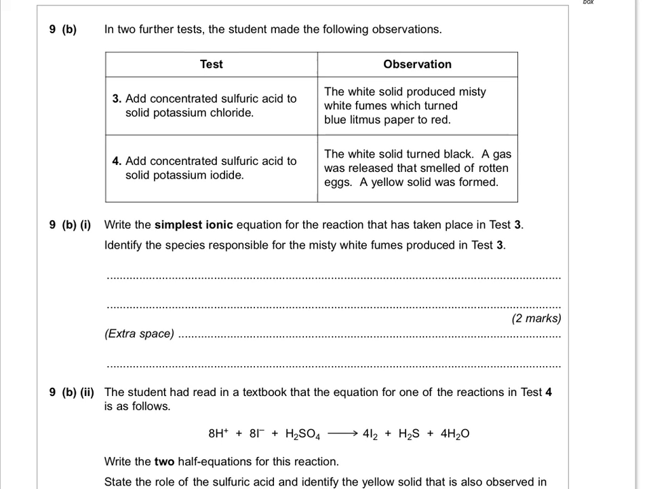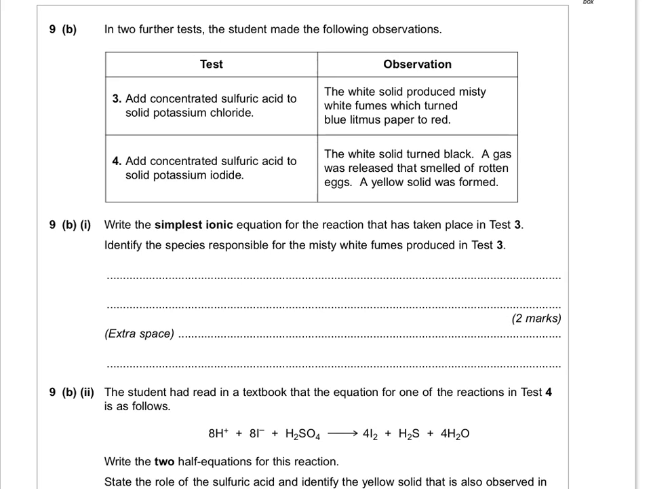Another couple of tests. In 2 further tests, the student made the following observations. He added concentrated sulfuric acid to solid potassium chloride, and the white solid produced misty white fumes, which turned blue litmus paper to red. He added concentrated sulfuric acid to solid potassium iodide, and then a lot of stuff happened. The white solid turned black, gas was released, it smelled of rotten eggs, and a yellow solid was formed.